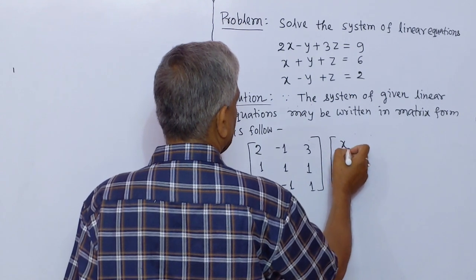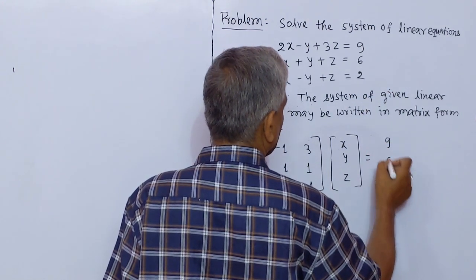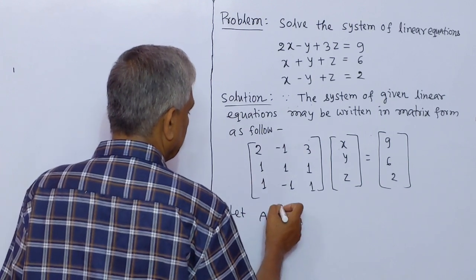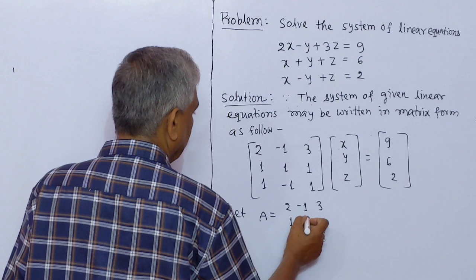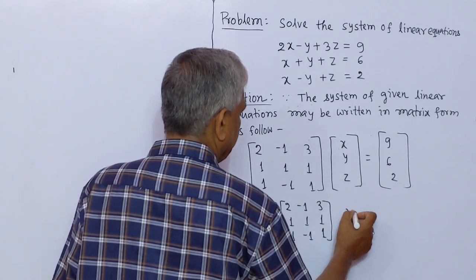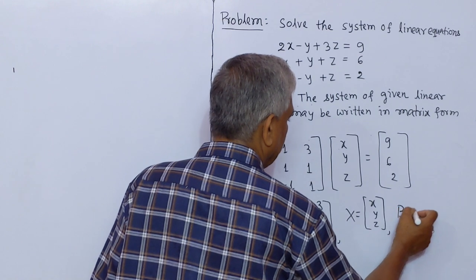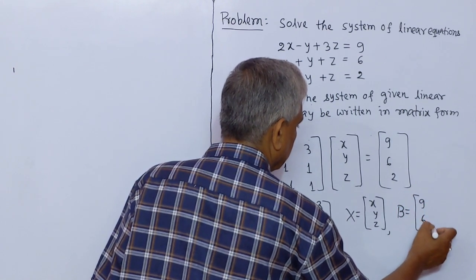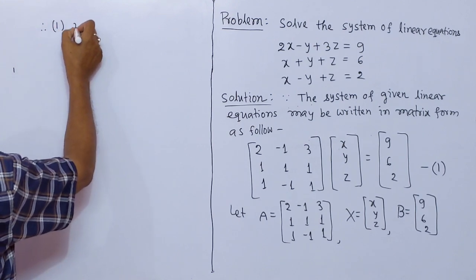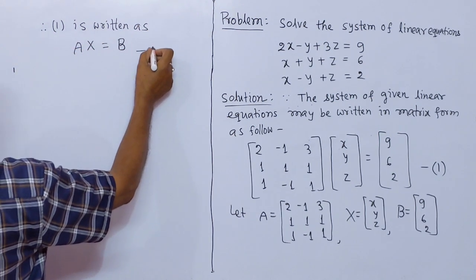Here another matrix x, y, z equal to another matrix 9, 6, 2. Let A equal to this matrix 2, minus 1, 3, 1, 1, 1, 1, minus 1, 1, capital X equal to column matrix x, y, z, and matrix B equal to column matrix 9, 6, 2. Let this be number 1. Therefore 1 is written as capital A x equal to B.